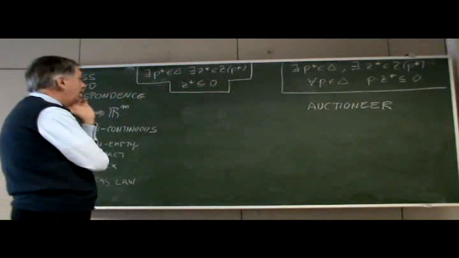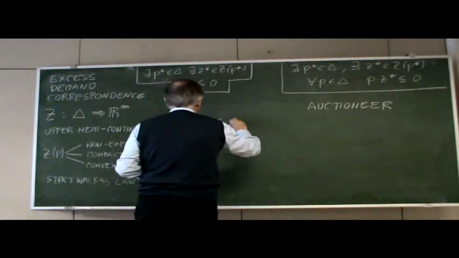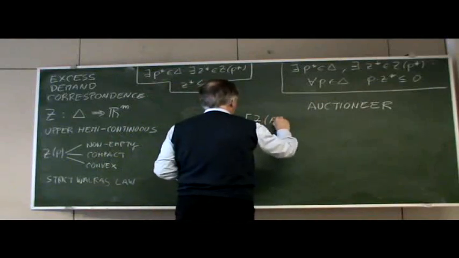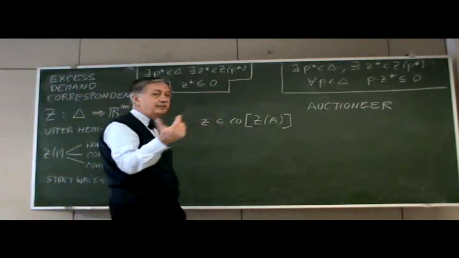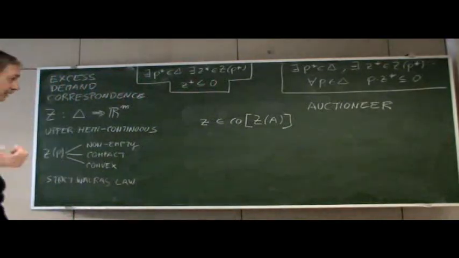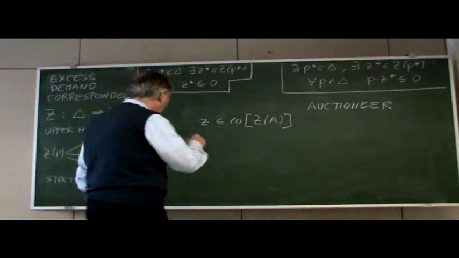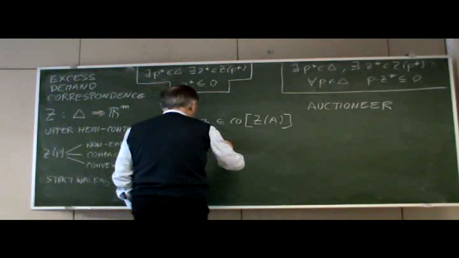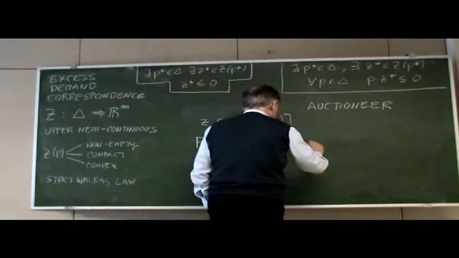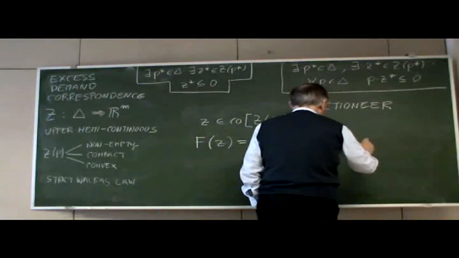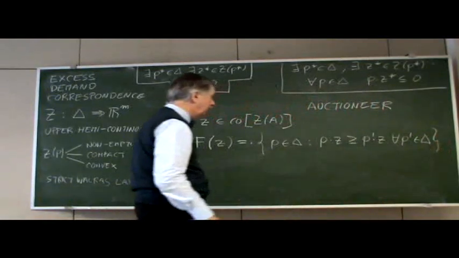Let us see in which way the auctioneer works. Take any Z which belongs to the convex hull of large Z of A, the set we previously defined, which is a compact set. This is a vector of excess demand. It has some positive, some negative components. Well, but attention, the auctioneer associates with this vector Z the set large F of Z, which is constituted by all the price systems in delta such that with that price system, the value of Z is maximized with respect to every other element of delta.